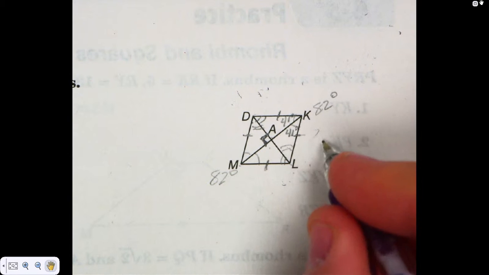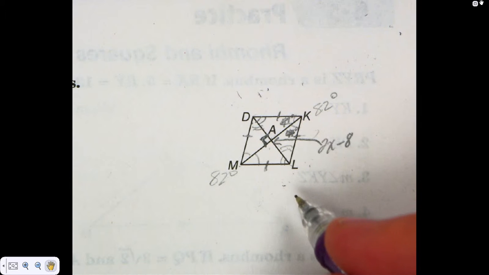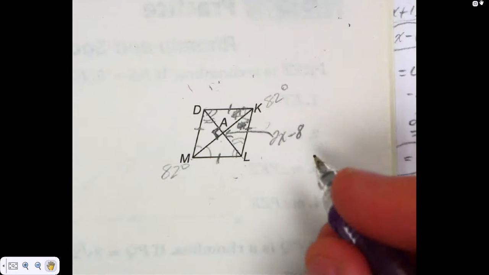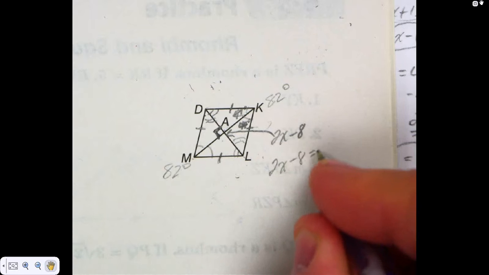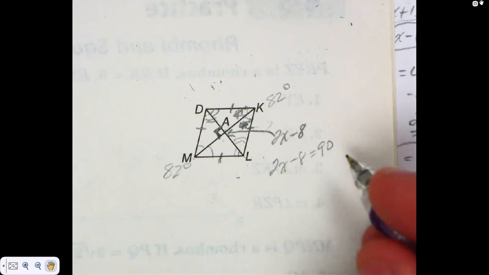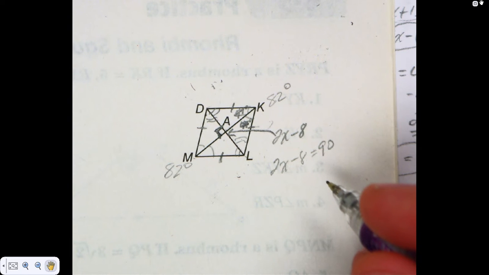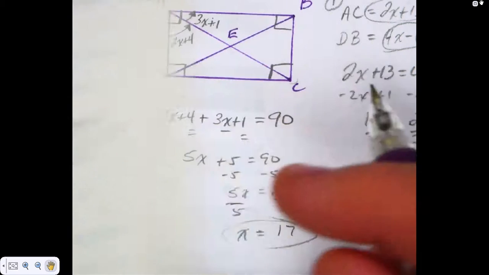KAL, K to A to L, is 2x minus 8. That's what that angle right there is, they say. Find x. What do we know about KAL? What does it have to be if it's a rhombus? It has to be 90 degrees. So my equation would be 2x minus 8 equals what? Okay, solve that equation. Subtract 82, it looks like x is 41 again. Any questions? This is what we're going to do. You need to get to work.